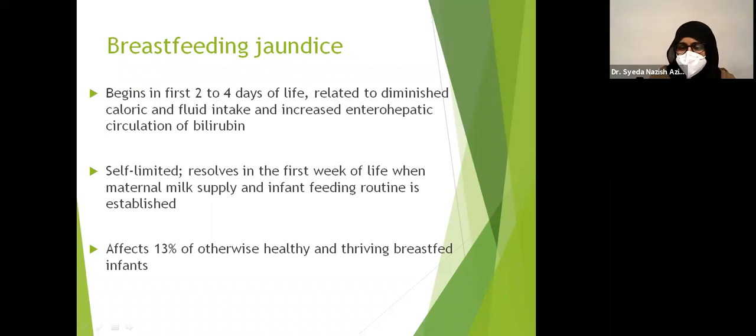Breastfeeding jaundice begins around the same time as physiologic jaundice, around the second to fourth day. It is usually related to inadequate intake of milk by the babies during the first week of life, coupled with increased enterohepatic circulation. It is usually self-limited and resolves when the baby establishes an adequate feeding routine and the maternal milk supply becomes adequate. So usually it disappears by 7 to 10 days of life. It can affect up to 13% of otherwise healthy thriving breastfeeding babies.